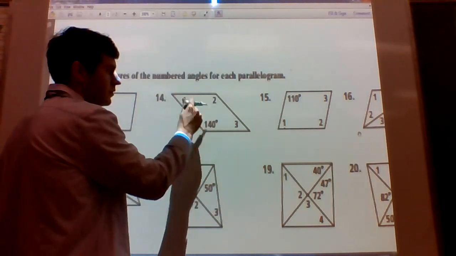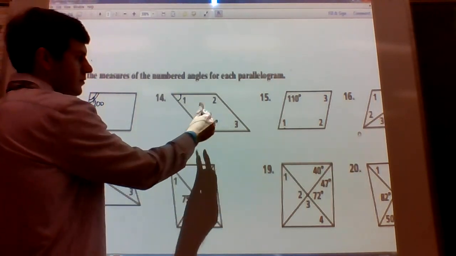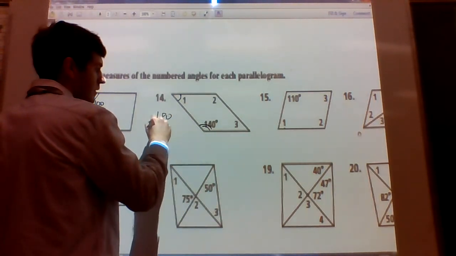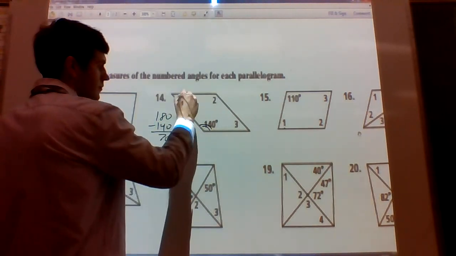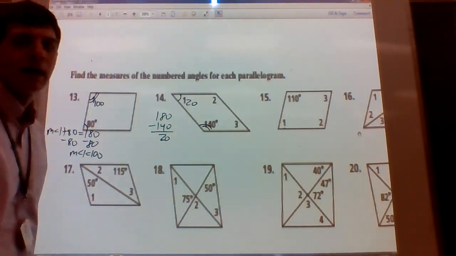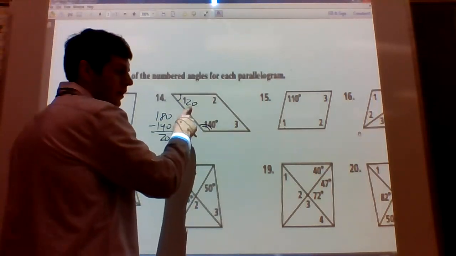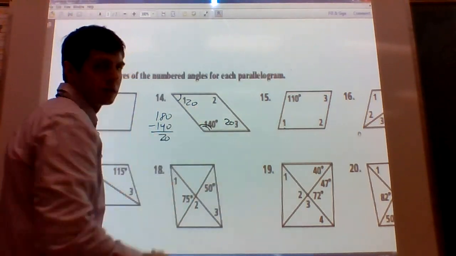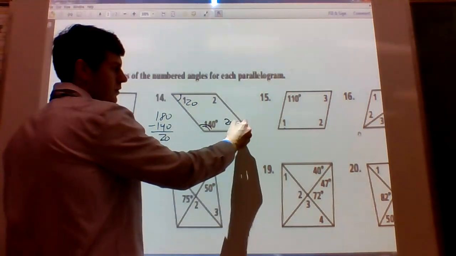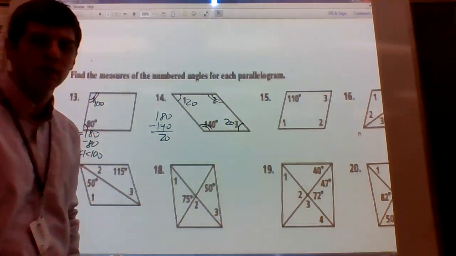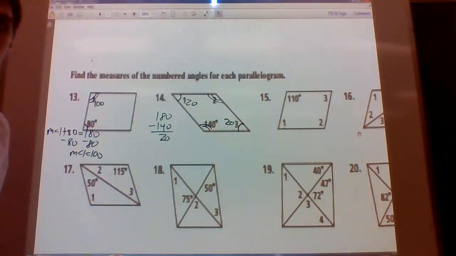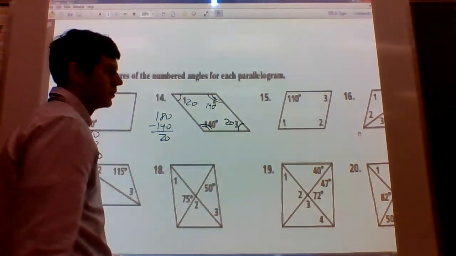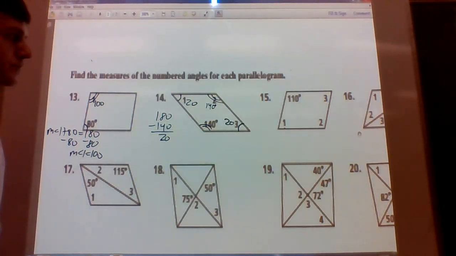Here again, we have consecutive angles. We know consecutive angles are supplementary. So 180 minus 140 is going to give us 20. And then we also know that opposite angles are congruent. So if angle 1 is 20, angle 3 is also going to be 20 because they're opposite angles. We also know angle 2 is across from the 140-degree angle. Since opposite angles are congruent, angle 2 is going to also have a measure of 140 degrees.